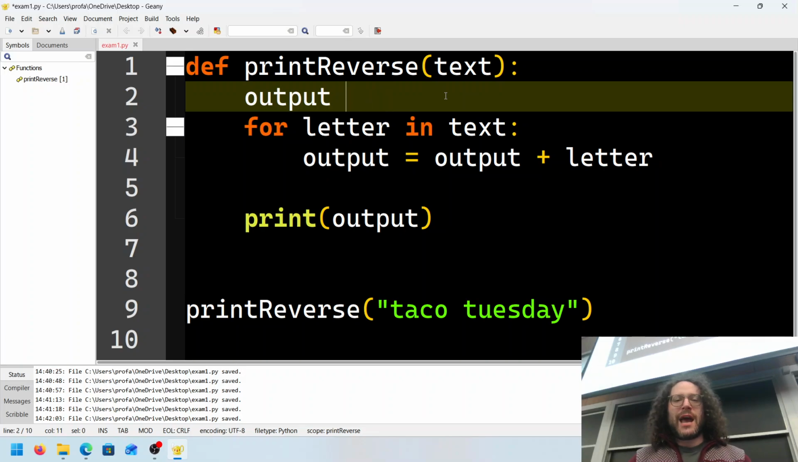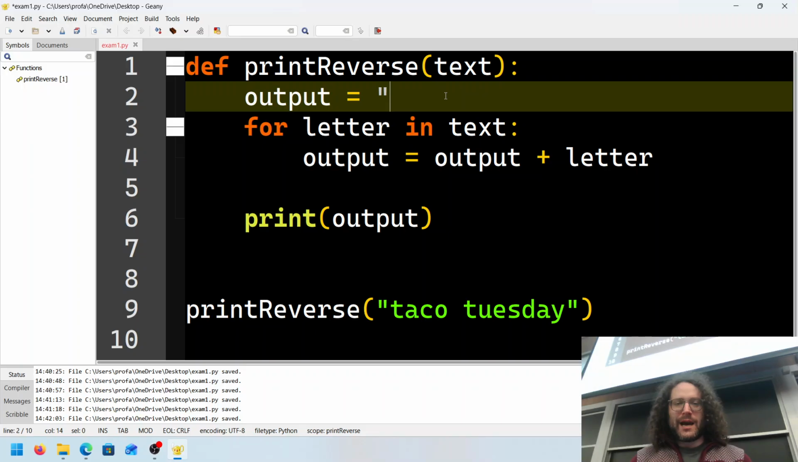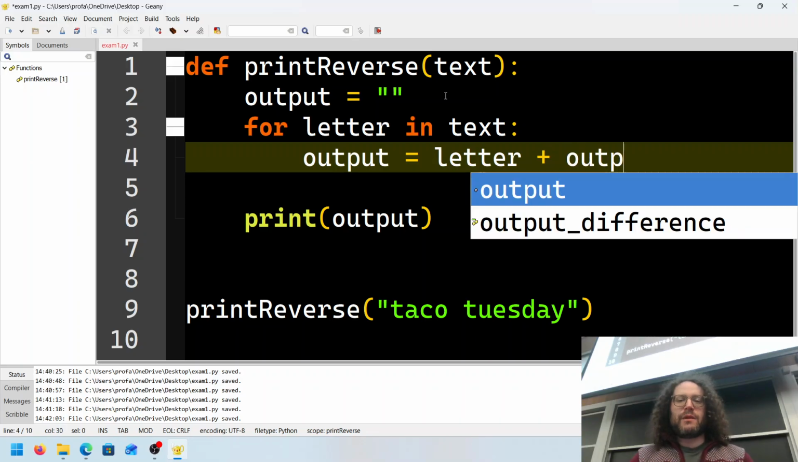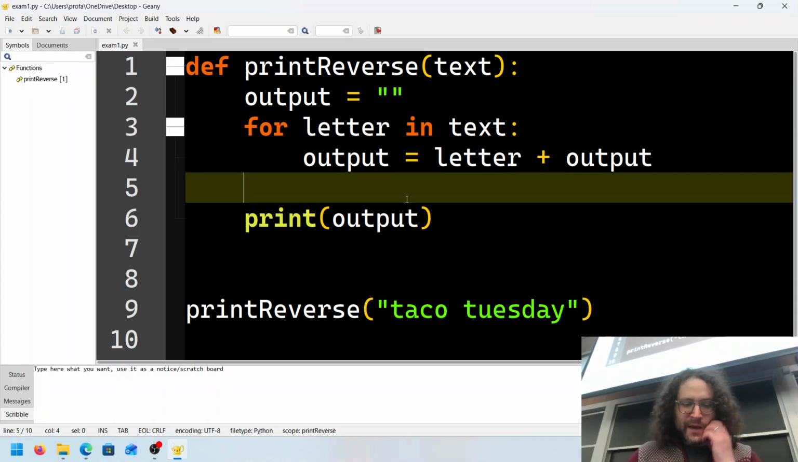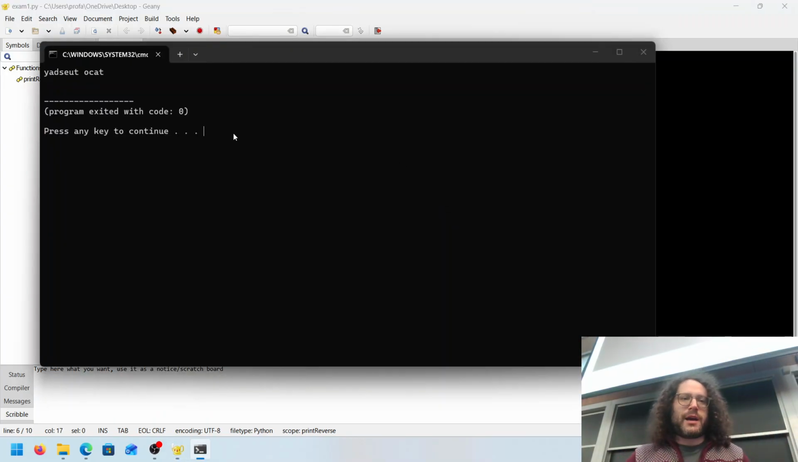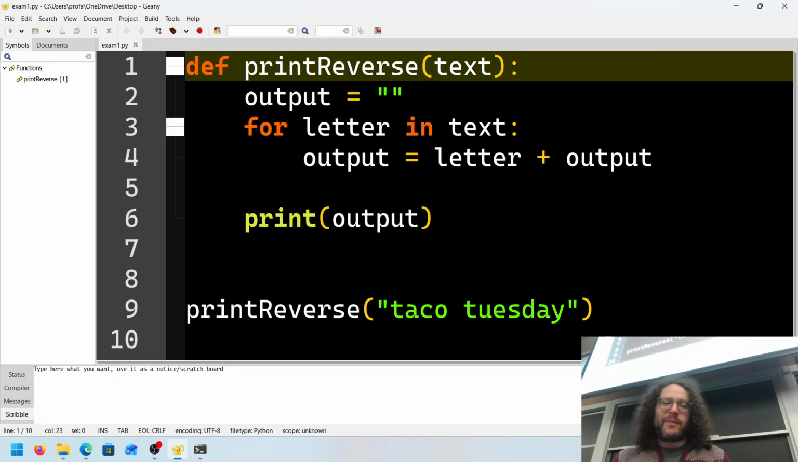So actually, adding this in from one end to the other isn't so bad. All we got to do is just flip this around. Take our output, and our output's going to be equal to the current letter we're looking at, plus what we've already added on. Make sense? Okay. And I'm just hitting the wrong key for run, and that gives us Yad Seut Okat again. Sounds like a really weird magic spell.